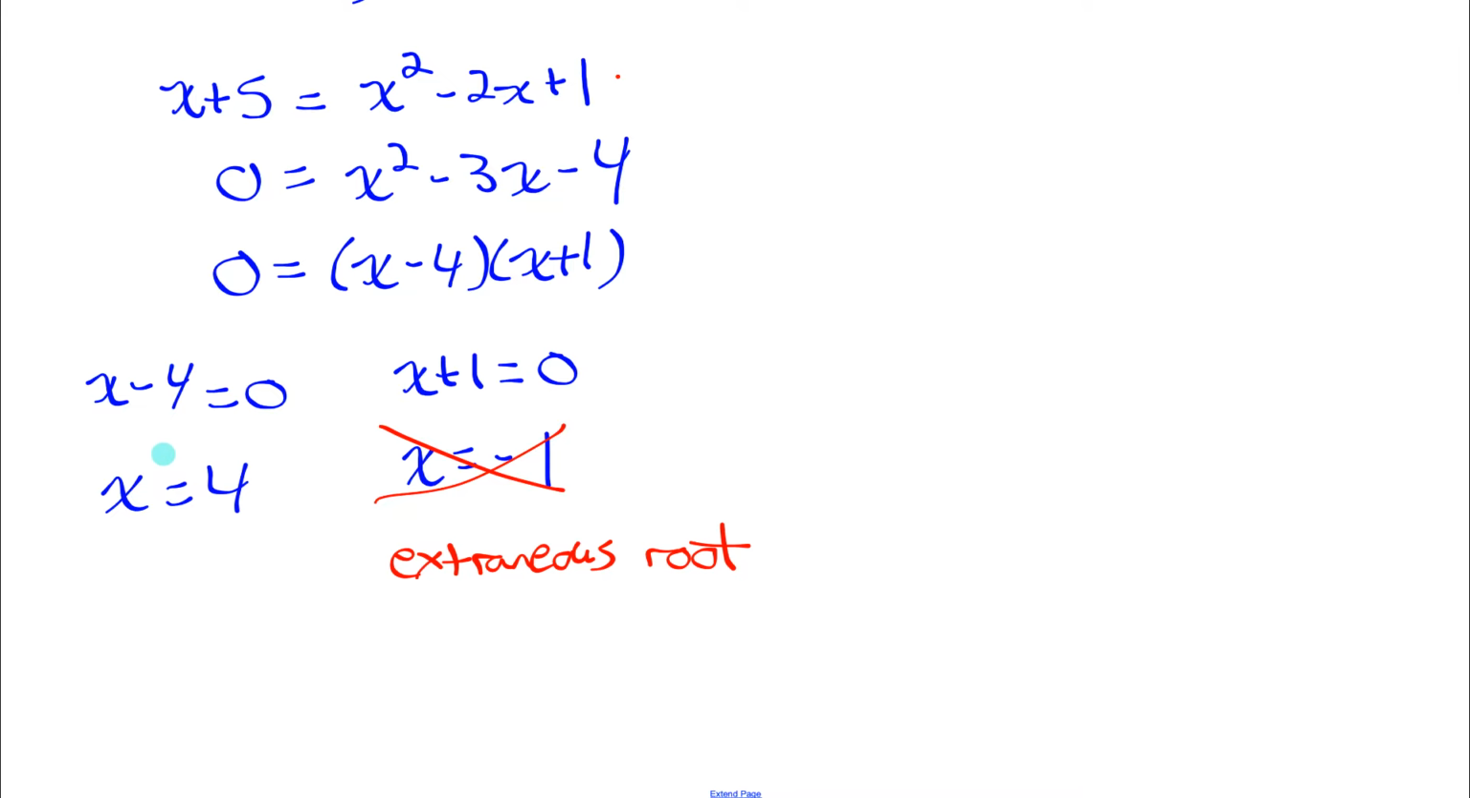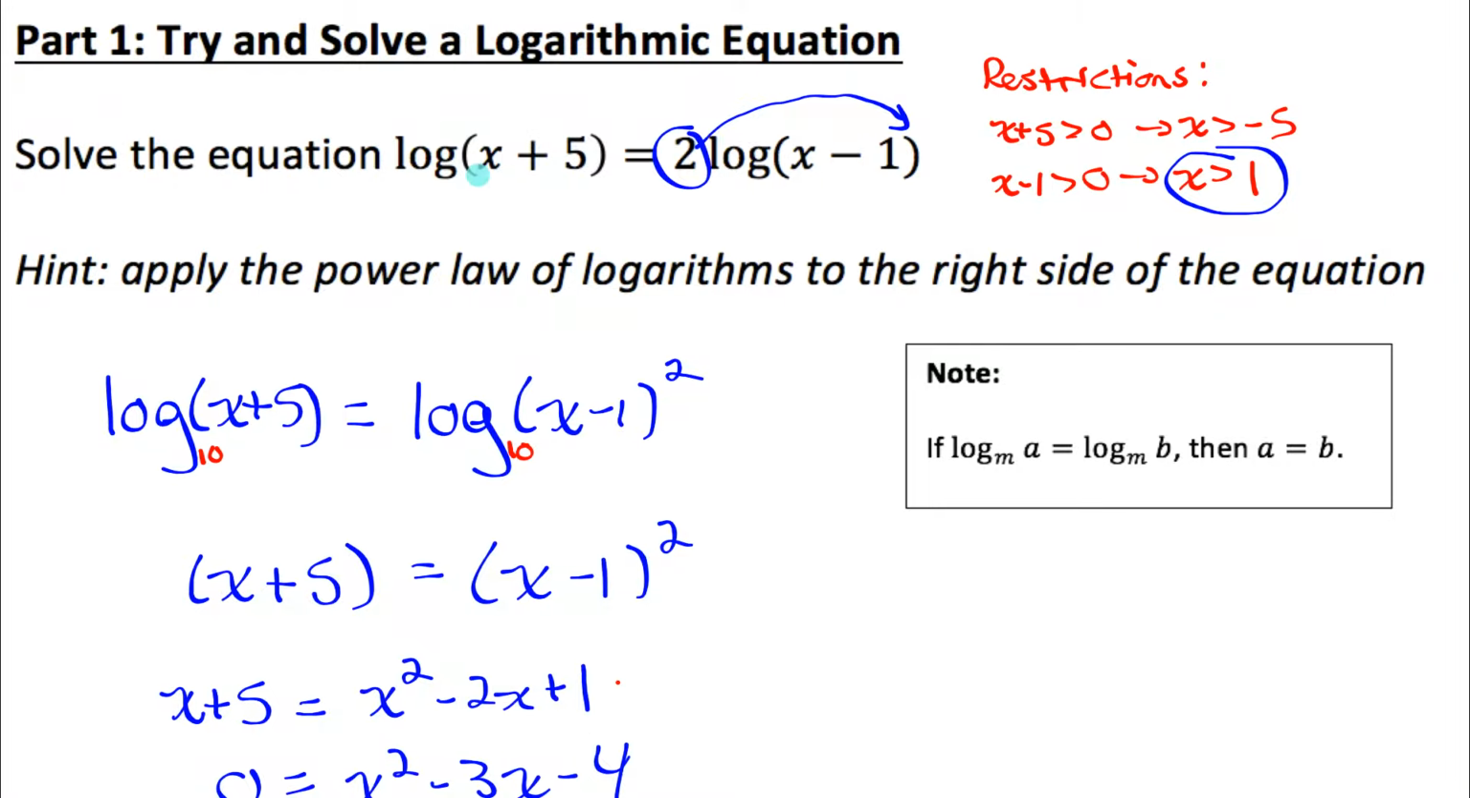But this answer, 4, is bigger than 1, so that answer's good. So when solving logarithmic equations, you definitely have to check your answers. Plug them back into the original function. There's a chance it doesn't make it work. 4 makes it work. Let me prove that to you.